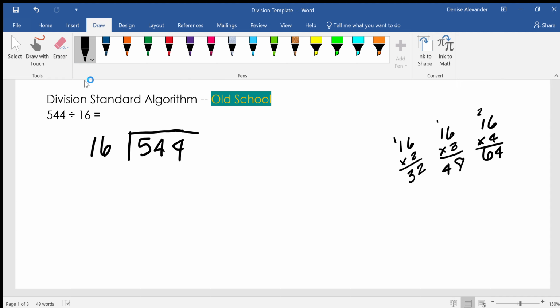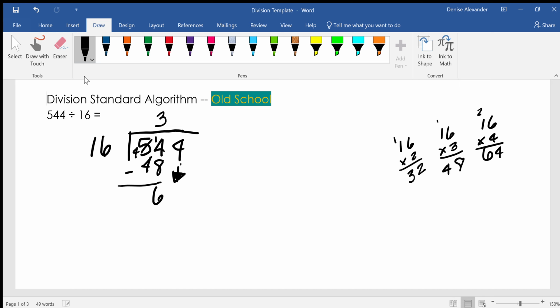So I'm going to put a 3 right here and do 3 times 16, which is 48, because I just figured it out over here on my scratch paper. Now I'm going to subtract. This I need to regroup. 14. I get a 6. I get to bring my 4 down.